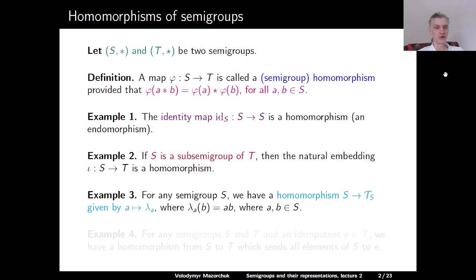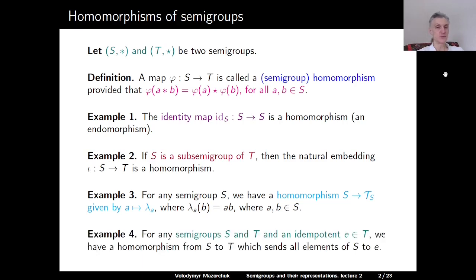Example 3. For any semigroup S, we have a homomorphism from S to the semigroup T_S of all transformations of S, which is defined as follows. Given an element A in S, we send A to the transformation lambda A, the transformation of left multiplication with A. So this transformation is defined on an element B in S as follows: lambda A applied to B is equal to A times B. So we multiply B with A on the left, so A is on the left of B.